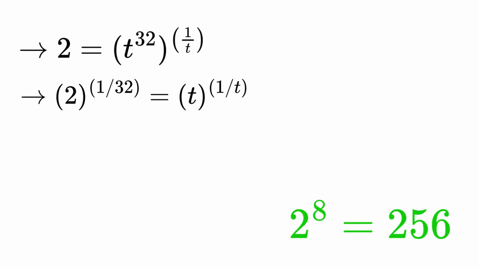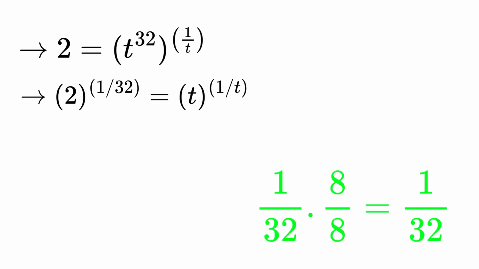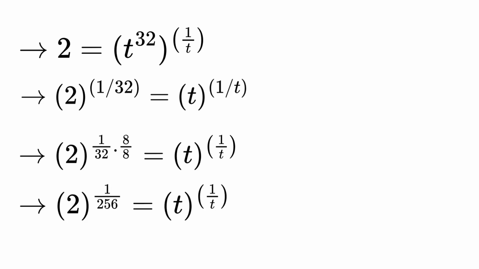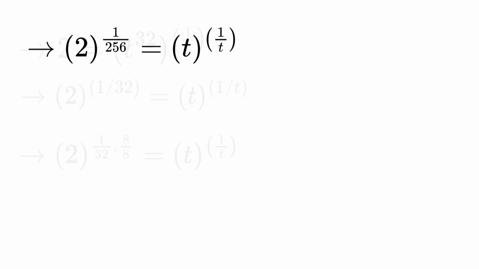We know that 2 raised to the power 8 is 256. So let's rewrite the left-hand side by multiplying the exponent 1 over 32 with 8 over 8, which is just 1, so it doesn't change the value. That gives us 2 raised to the power 1 over 32 multiplied by 8 over 8. Multiply the exponents: 1 over 32 times 8 over 8 gives 1 over 256.